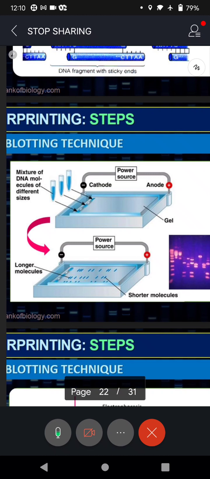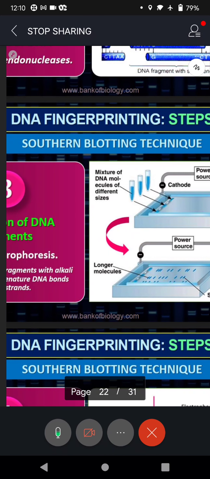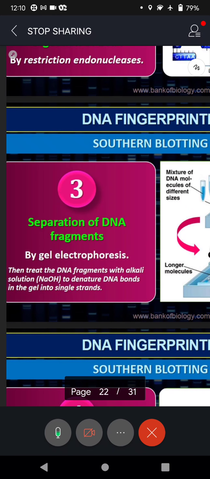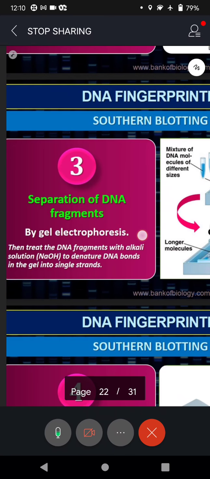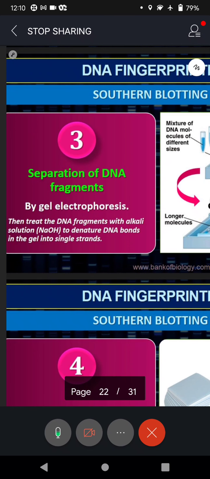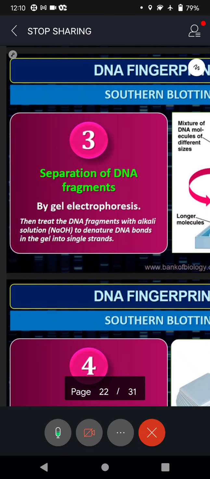And there is a medium. You see, for this machine there should be a medium, and that's why we are using gel electrophoresis. Okay, there will be a gel. So treat the DNA fragments with an alkali solution, NaOH, to denature DNA bonds in the gel into single strands. This is the purpose. Gel electrophoresis.